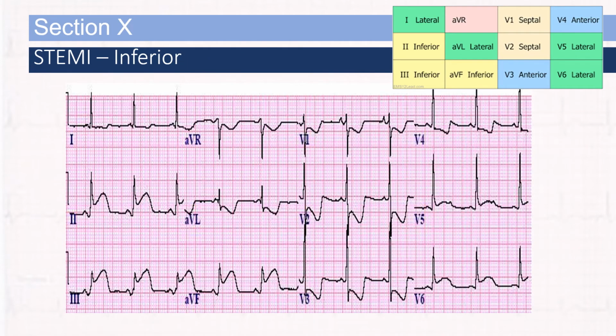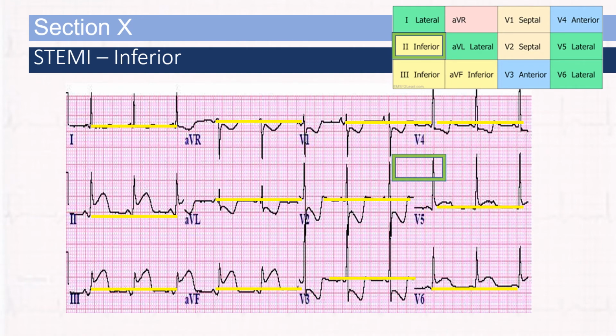Let's see what we can do about interpreting this 12-lead EKG. Lead 1, no elevation or depression. Lead 2, marked elevation. Lead 3, marked elevation. AVR, depression. AVL, depression. AVF, marked elevation. V1, V2, V3, V4, depression. V5, could be argued there's a little bit of elevation. And V6 is elevation.